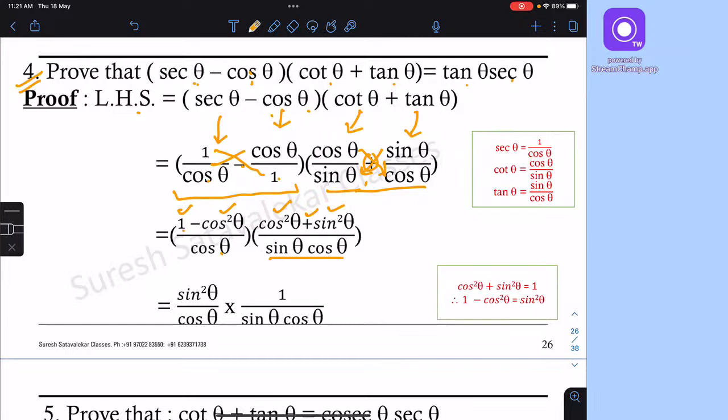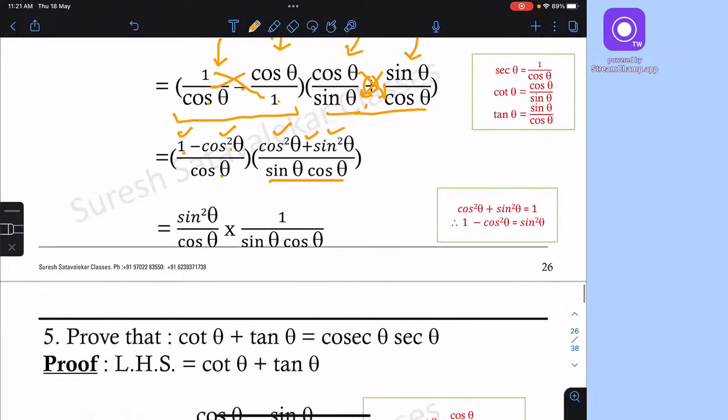Now here, 1 minus cos square theta becomes sin square theta, because cos square theta plus sin square theta is 1. So 1 minus cos square theta, this cos square theta is brought to that side. 1 minus cos square theta is sin square theta. So sin square theta upon cos theta. And here sin square theta plus cos square theta is 1. So 1 upon sin theta cos theta.